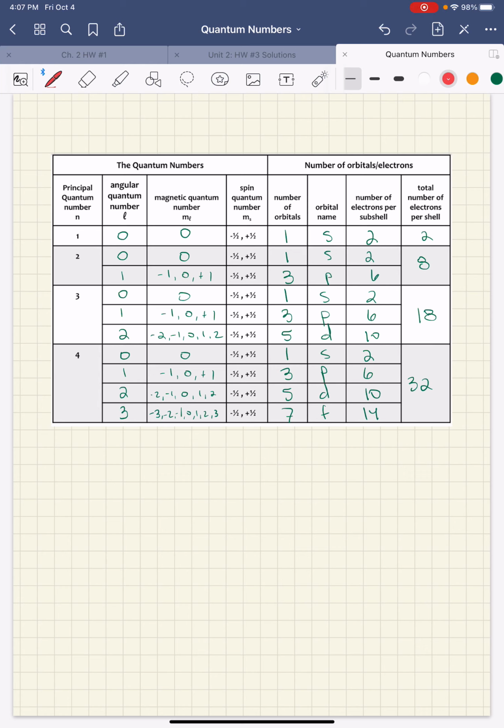This is a brief review of the quantum numbers. All right, so here's the table we filled out in class, and I wanted to leave this here in case anybody needed to correct anything on theirs.